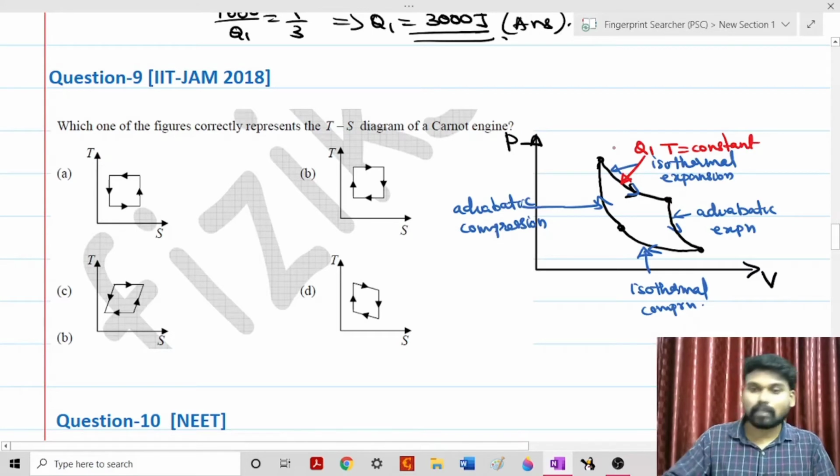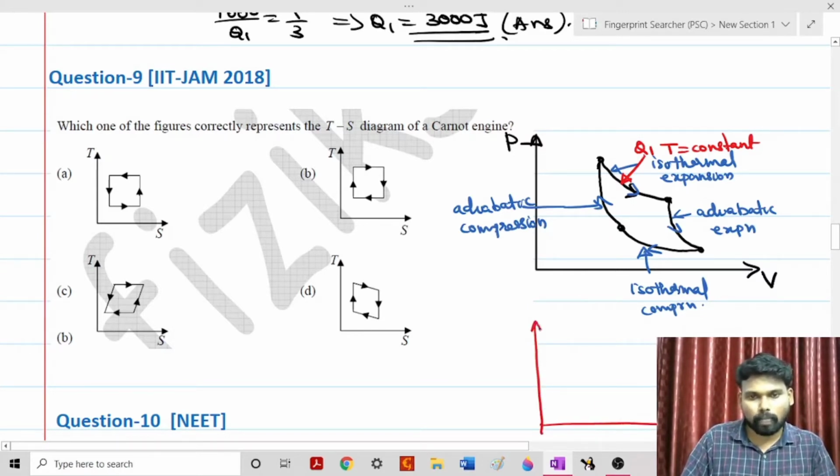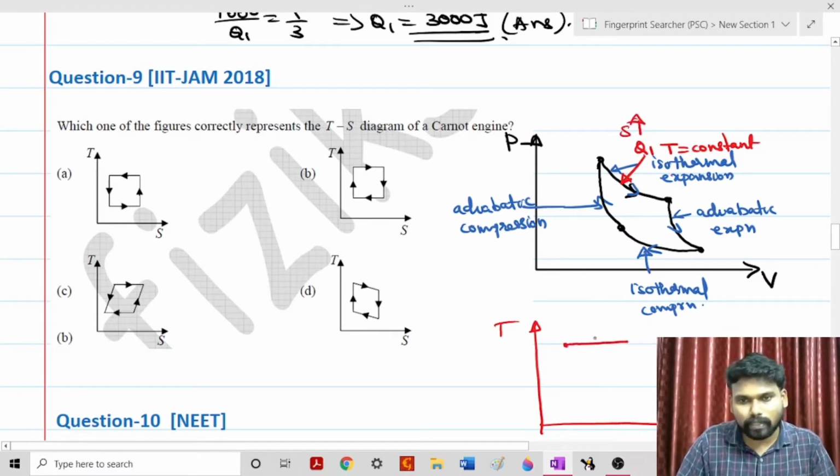And when the system releases some heat, entropy will decrease. So here T is constant and entropy will increase. It should go to the right. So what should be the graph? TS graph. Suppose this is the starting point. Here T is constant, which means a line parallel to the S axis, the entropy axis. Where should it go, to the right or left? Entropy should increase because the system absorbs some heat. So it should go to the right.